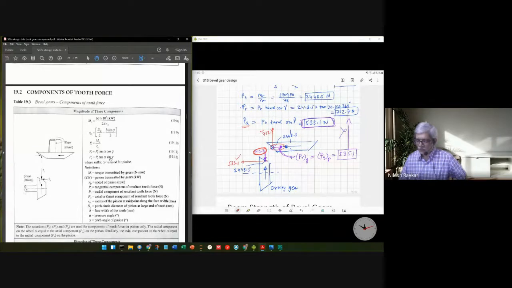Okay, so I hope this is clear. This force analysis is a bit tricky in the case of bevel gears. Specifically for the pinion, you can calculate the magnitude, but for establishing direction, you must take into account the force directions on the other gear, the mating gear.